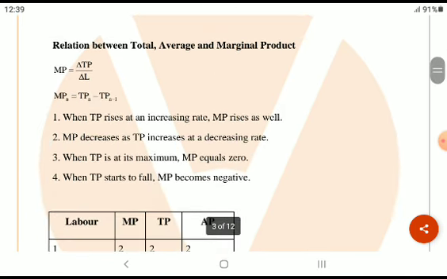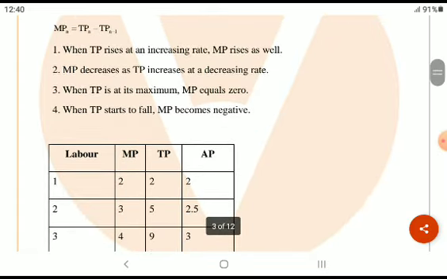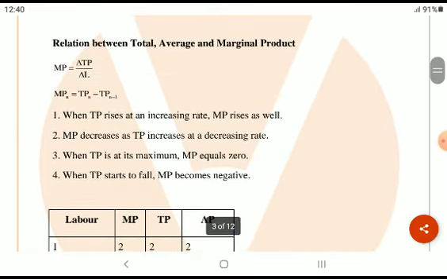Now the relationship between total, average and marginal product. Marginal product is equal to delta TP by delta n, that is MPn = TPn - TPn-1. When TP rises at an increasing rate, MP rises as well. When TP increases at a decreasing rate, MP decreases. When TP is at its maximum, MP will become 0, and when TP starts to fall, MP becomes negative. It will be like this.